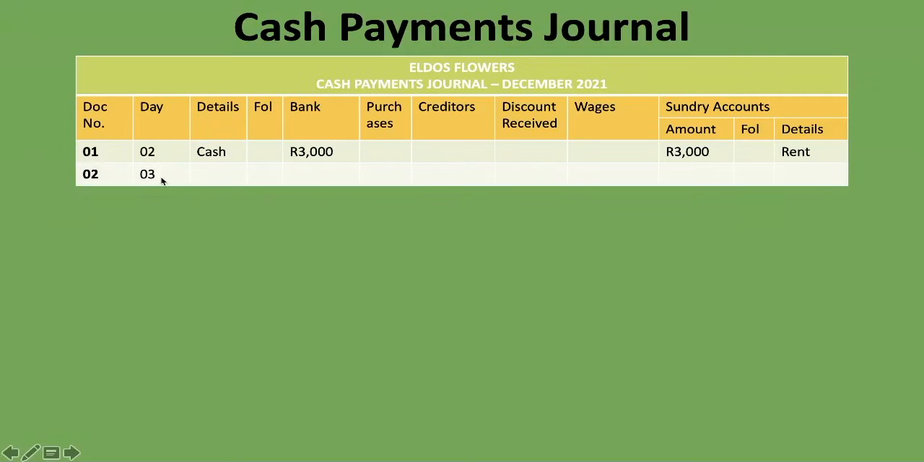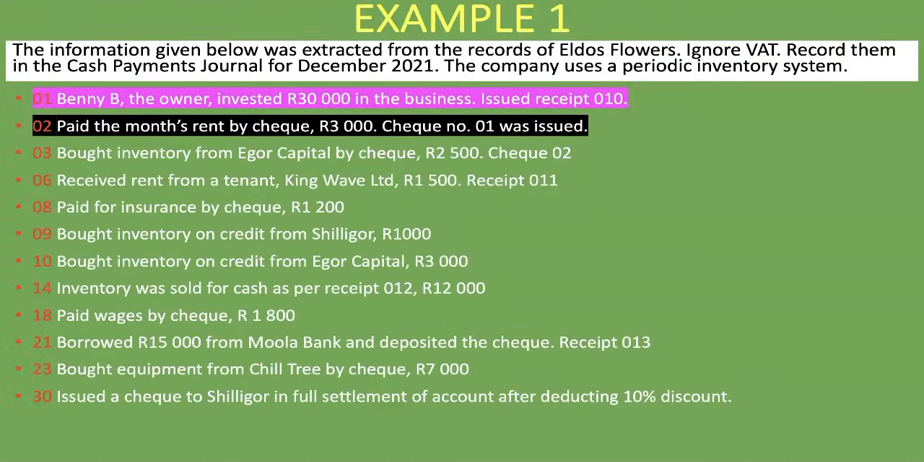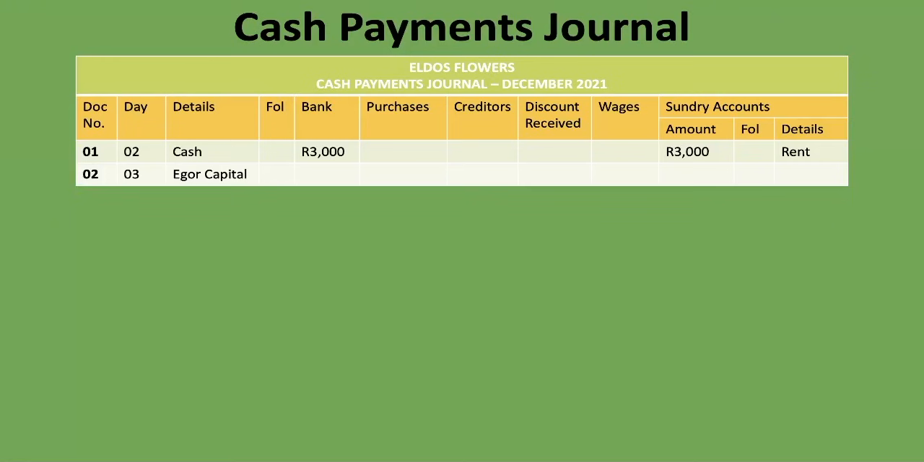Now, who did we buy this inventory from, or which supplier did we buy it from? Well, let's go back. As you can see, we bought inventory from Ego Capital. So we're going to put the name of the supplier there, Ego Capital. And this is what we meant when we said under details, you put the name of the person that you are paying. But you'll notice for the first one, we put cash because we're not given the name of the landlord that we're paying or the person to whom we're paying the rentals. Okay, I hope that one has cleared it out.